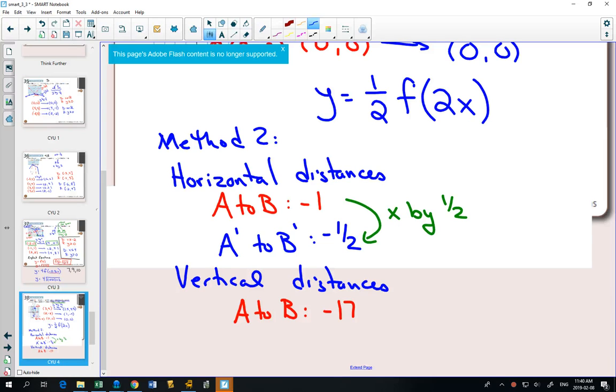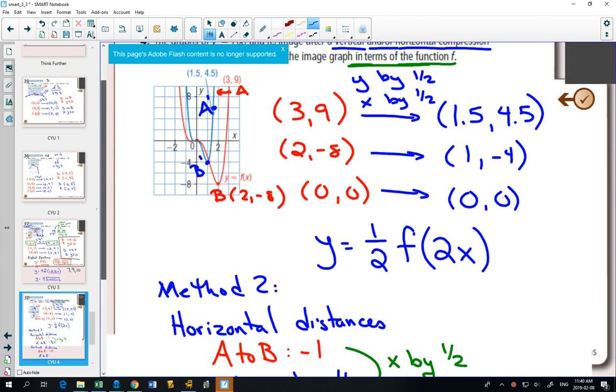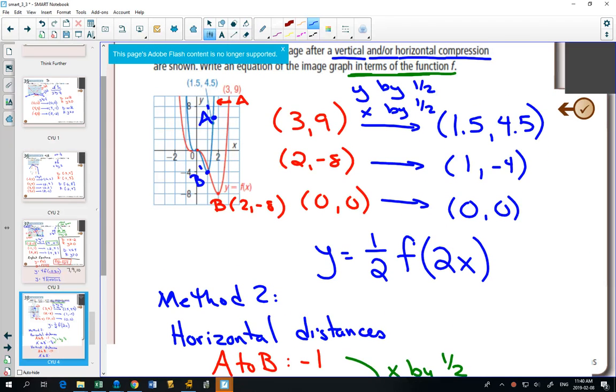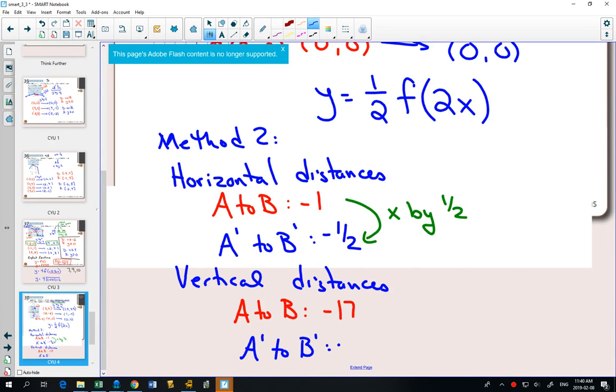Next, I go to my blue graph, and I check what happens when I went from A prime to B prime. Well, I started at 4.5. I ended at -4. I'm going down again. How do I get from there to there? What would I multiply my y value by to do that? Again, my y value is multiplied by a half.